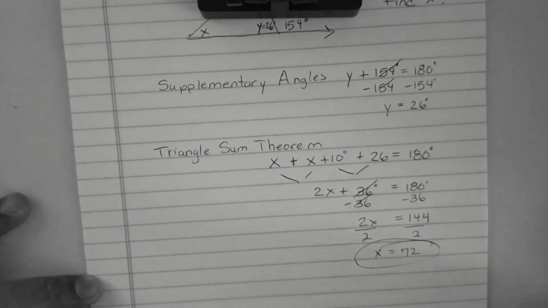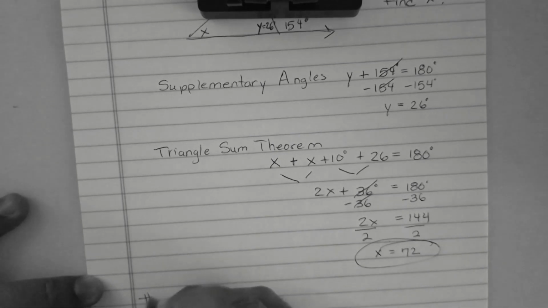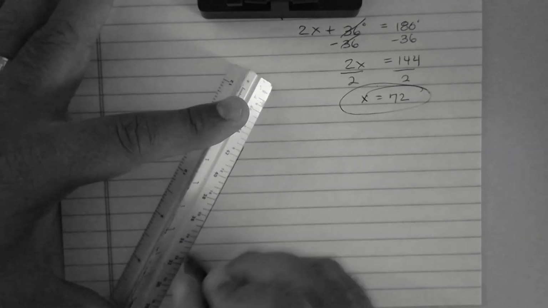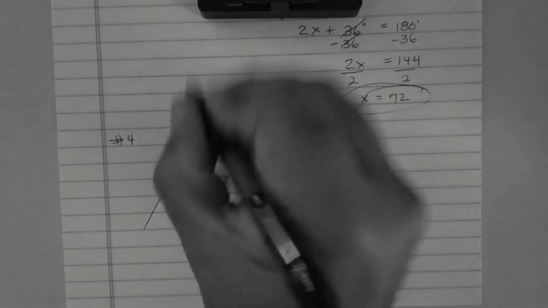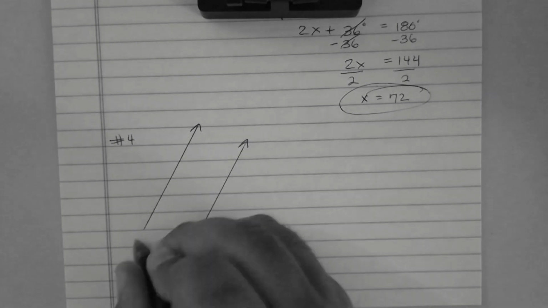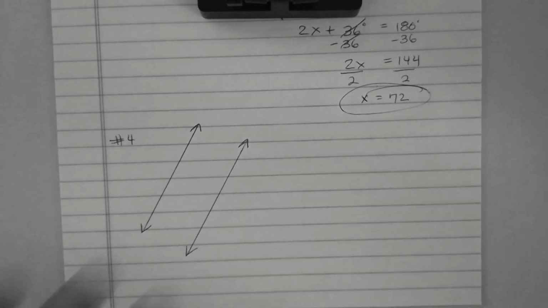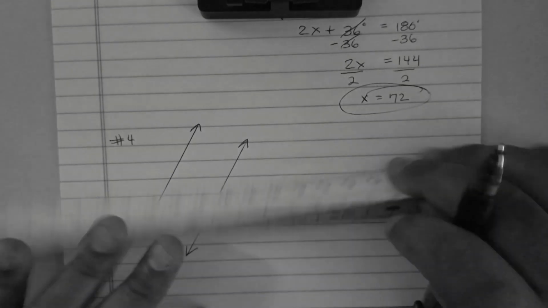Alright, let's look at number 4. Number 4, the image is not that great. I'll try my best because it could be kind of deceiving. So for number 4, I'm going to go ahead and draw it out for you guys. Alright, we have this, and we have this here.